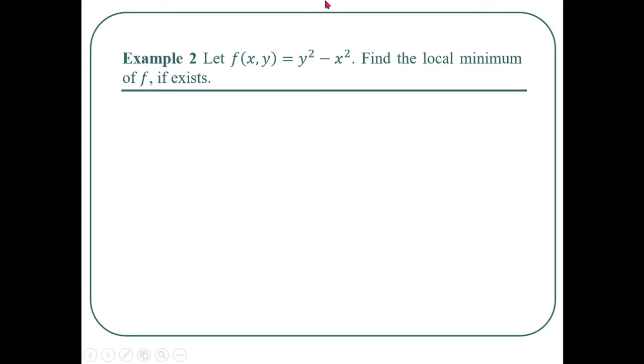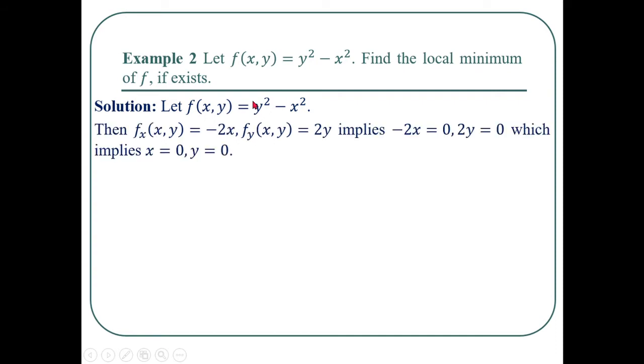The function f of x, y is equal to y square minus x square has partial derivative with respect to x, fx at x, y is equal to 0 minus 2x, because y square is independent of x, its partial derivative with respect to x is 0, and the partial derivative of x square with respect to x is 2x. So it will be minus 2x. Similarly, when we find its partial derivative with respect to y, the partial derivative of y square with respect to y is 2y, and the partial derivative of minus x square with respect to y is 0 because it is independent of y. So we will get fy at x, y is equal to 2y.